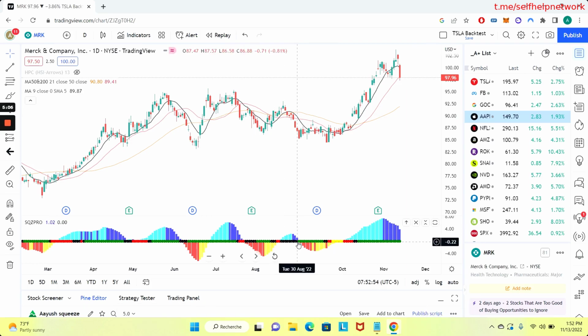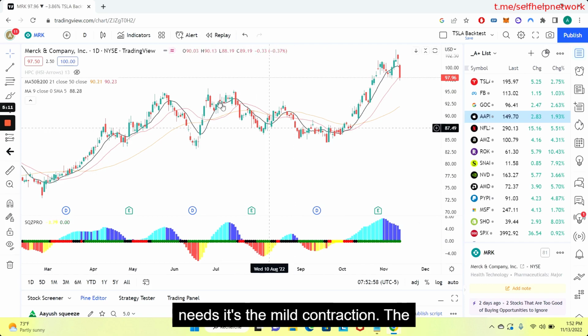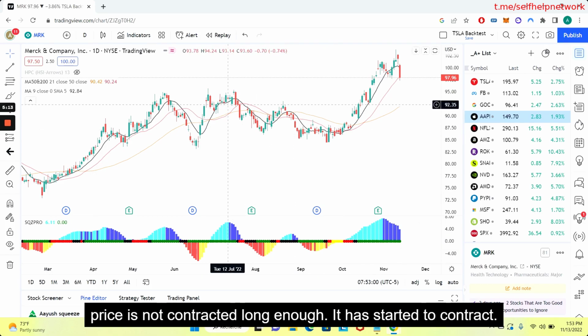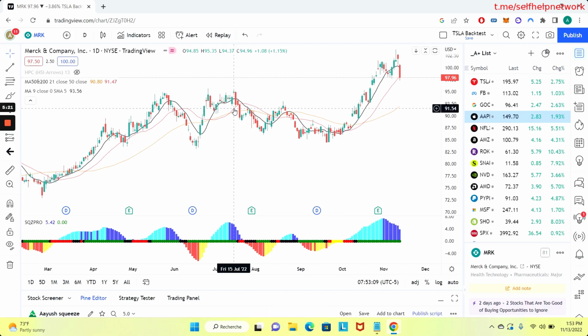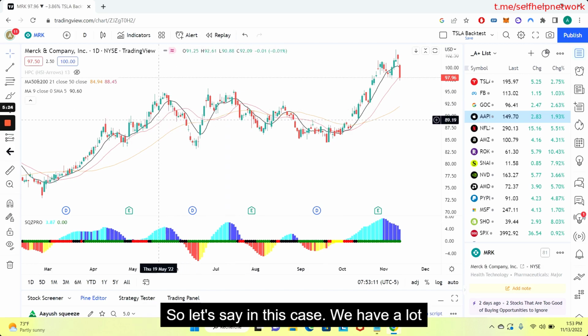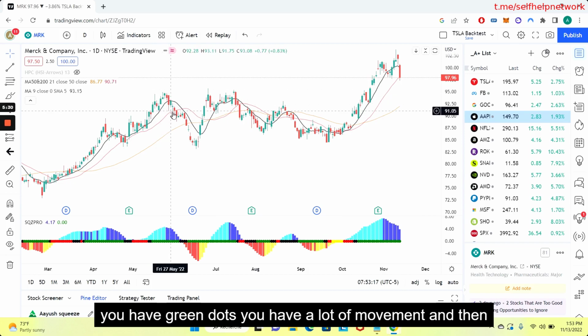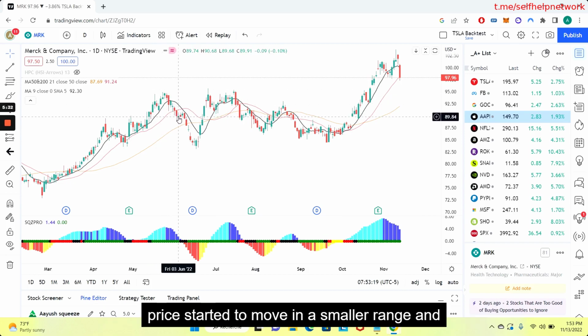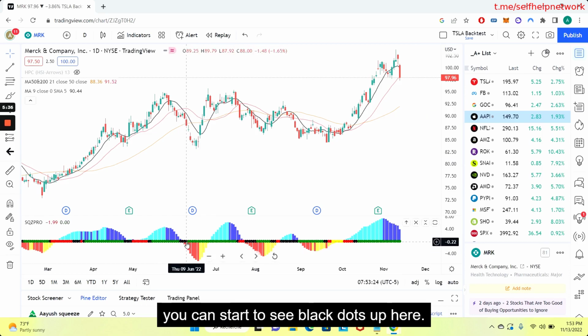So when I see black dots, it means it's a mild contraction. The price is not contracted long enough. It has started to contract in a smaller range than if there's no contraction at all. So let's say in this case, we have a lot of movement. I'm checking out this area where you have green dots, you have a lot of movement, and then price started to move in a smaller range, and you can start to see black dots appear.